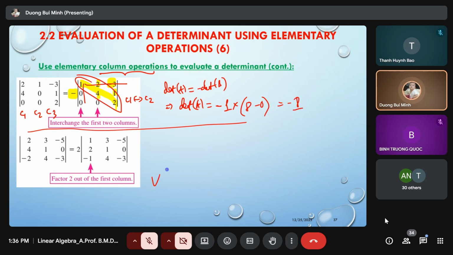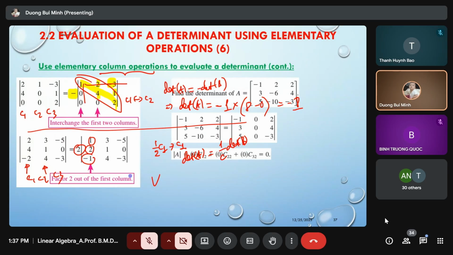And similarly, we factorize 2. This is the first column, this is the second column, so this is C1, this is C2, and this is C3. If we factorize, remember that means we have 1 over 2 C1 related to C1. So you get 1 here, 2 here, minus 1 here, and then determinant of A is 1 over C determinant of B. And here we have 1 over 2, so 1 divided by 1 over 2, you times 2 here.